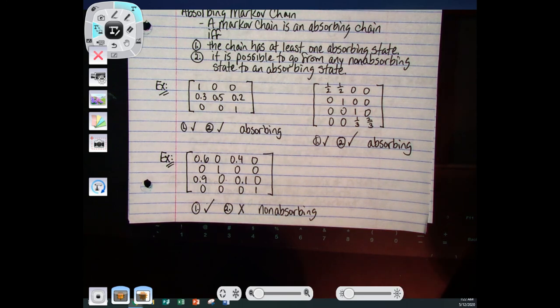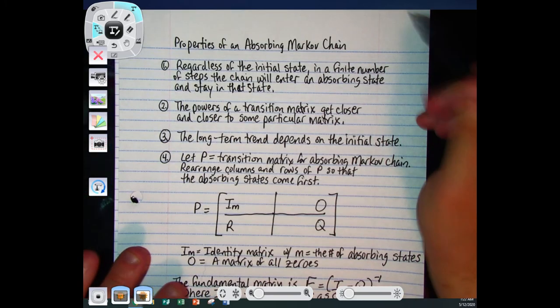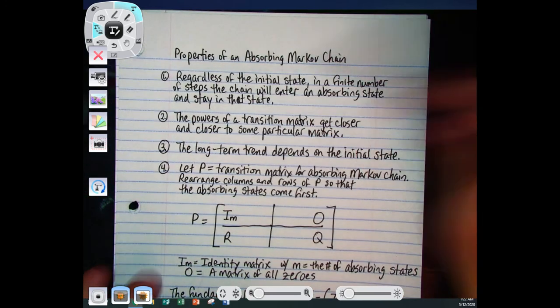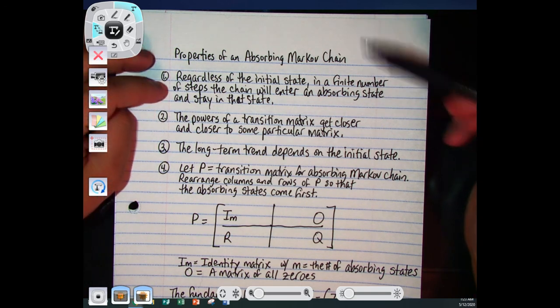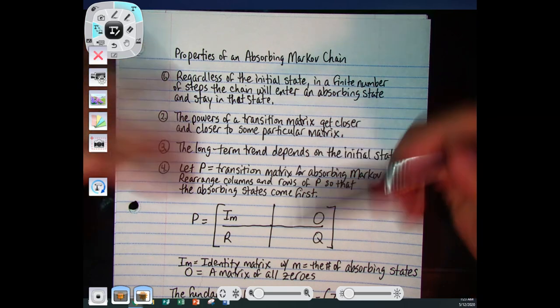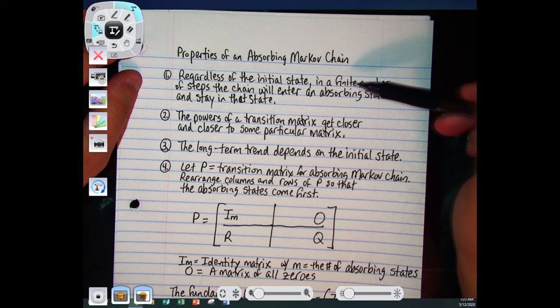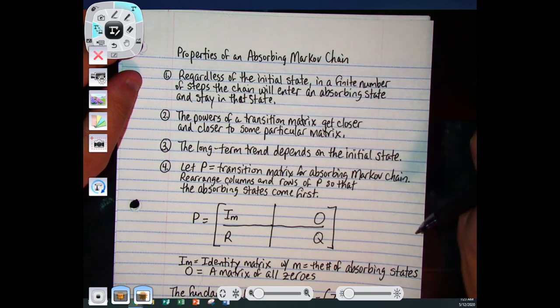So now we can use this idea to help us identify long-term trends given transition matrices. And that's where the ideas of a property of an absorbing Markov chain come in. So there's a few properties. Property number 1 is that regardless of whatever state you start with, in a certain number of steps, the chain will eventually enter an absorbing state and it will stay in that state.